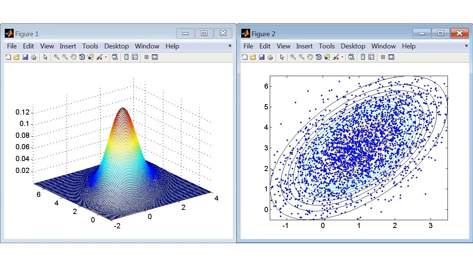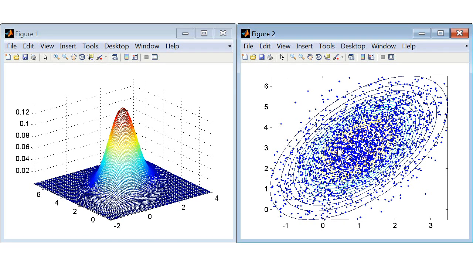We've generated a sample of size 3000 from a bivariate Gaussian distribution. The PDF of the distribution is depicted on the left-hand side, and the sample points are plotted on top of the contour curve for the PDF. Let's analyze the properties of the random sample.